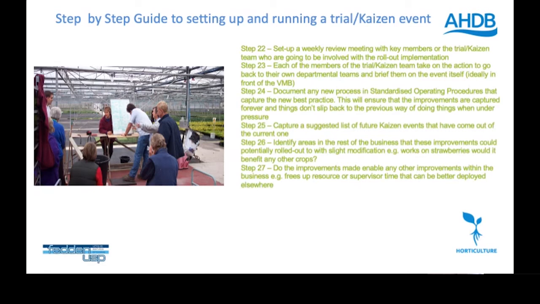Which links into step 26, which is: where else could you apply the lessons that you've learned? Are there any other parts of the business that you can apply it to? So it's worked in strawberries. Could it work in any other crops? I've mentioned before that we've worked in businesses that are very diverse. They've done a trial in the fruit picking side of things, and then they've rolled over the benefits into one of the chicken farms that they've got. So you can literally just look at the wide application of some of the improvements that come out of these Kaizen events themselves.